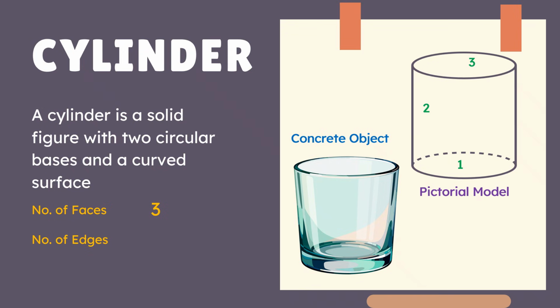Next, let's find out the number of edges. What do you think the answer is? Alright, let's count. So we have 1, 2. The 2 circular edges where each base meets the curved surface. So there are 2 edges. How about the number of vertices? Okay. A cylinder has no corners or points, so the number of vertices is 0.